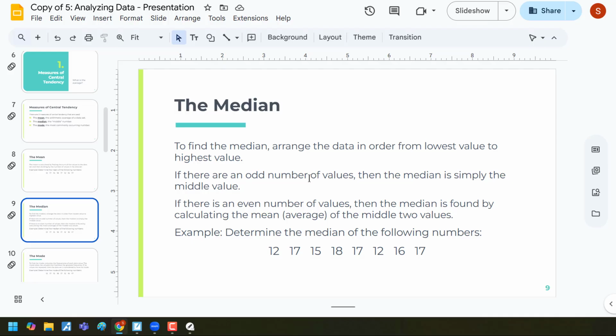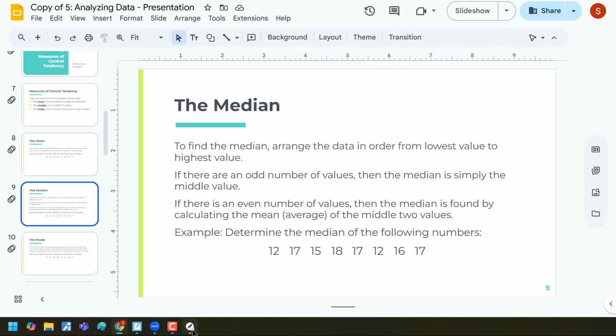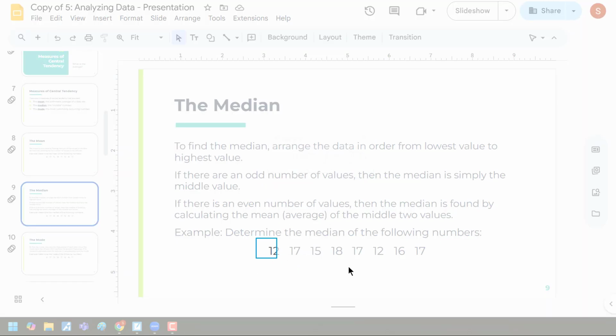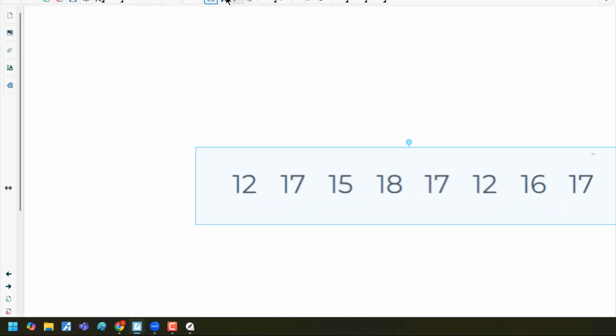If there are an odd number of values, then the median is simply the middle value. If there's an even number of values, then the median is found by calculating the mean, the average, of the two middle values. So we have to determine the median for this data set. I'm sure it's the same data set, because that's how they usually do it.